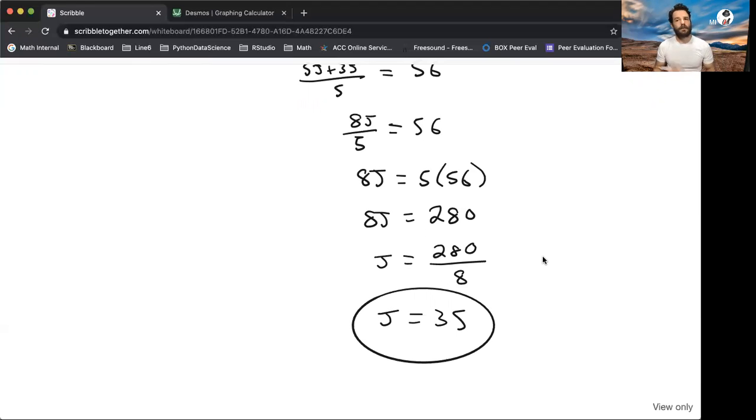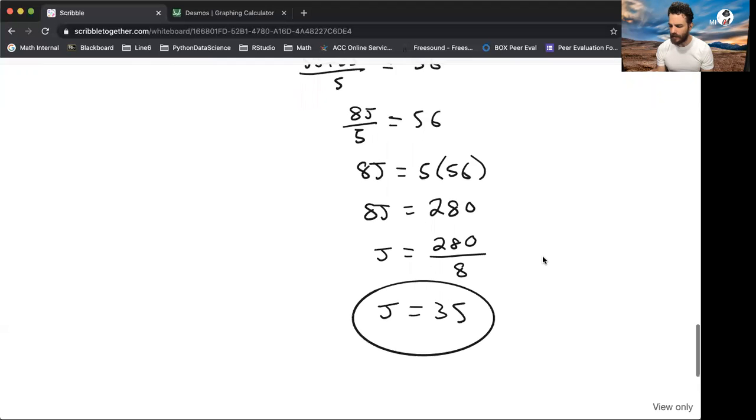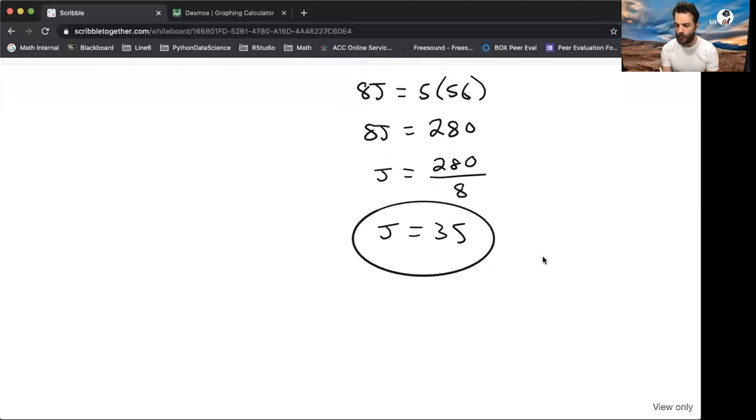Little better. J still is 35, and we still end up with the same problem we had last time. You've got to substitute this into either equation 1 or 2 in order to go back and get G. Does it matter which one you do that in? The answer is no. So we can substitute this into either of the equations. Let's substitute this one, just for a change of pace, into equation 2.